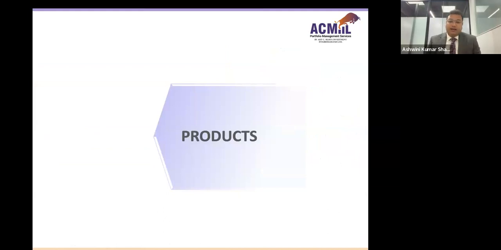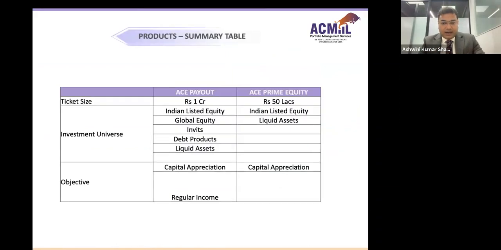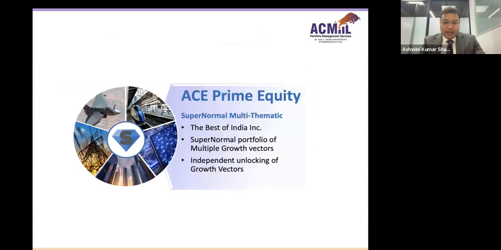So that's a rather quick overview, because there's a lot to be talked about in each of these growth sectors. But I just wanted to give you a very, very short overview. Again, I will not get too much into the product description. This is standard. Let me just go to the prime equity.